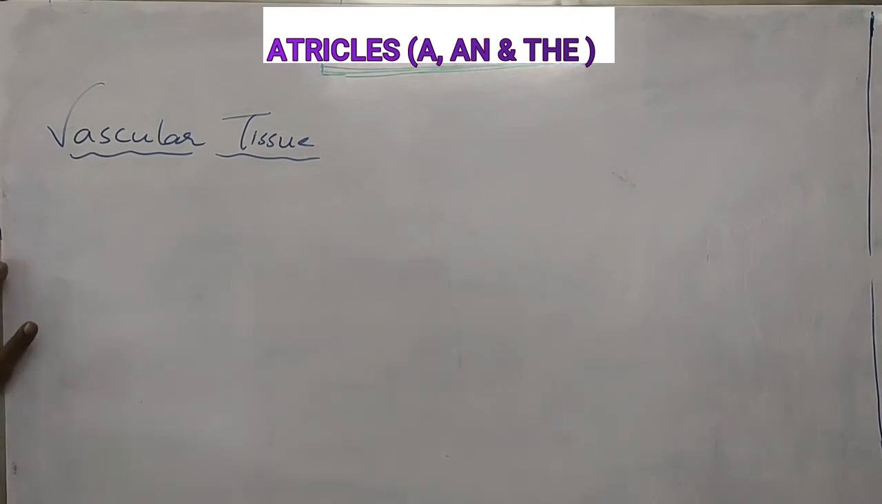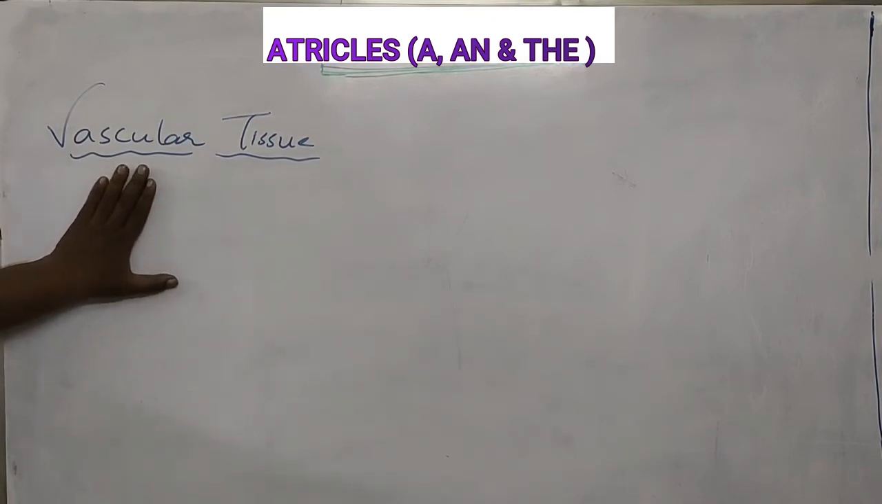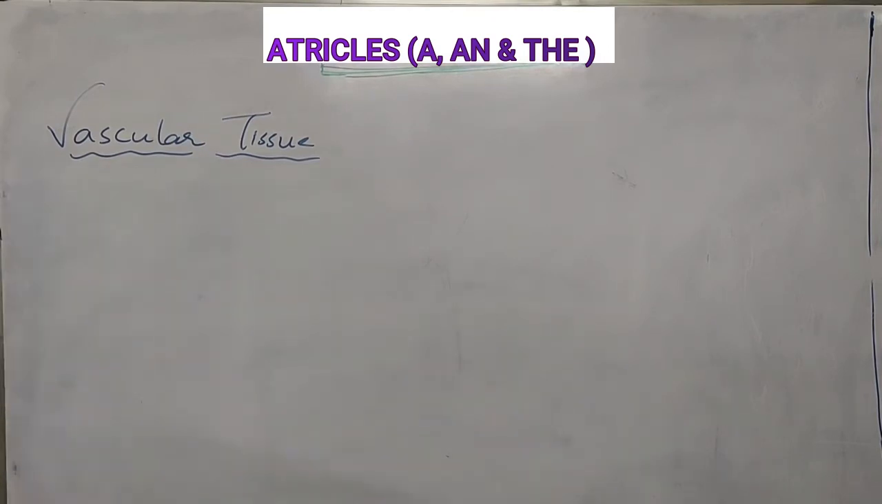Next tissue is the vascular tissue. This vascular tissue is a very, very prominent tissue. Okay, it's a very prominent tissue because, to understand this particular vascular tissue, we'll do a small experiment.